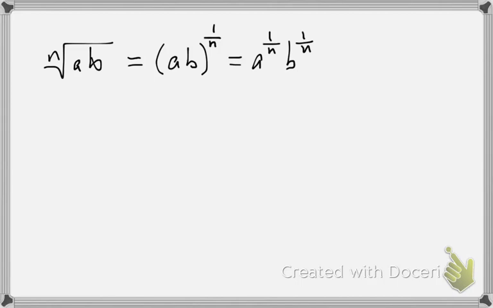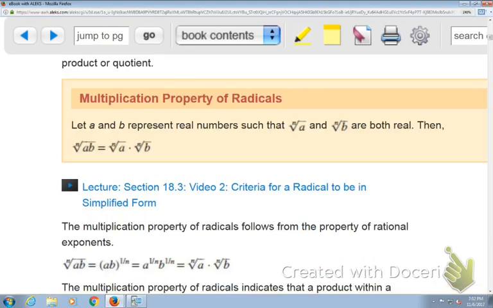But again, what does the 1 over nth power mean? It's the nth root. So this means nth root of a times nth root of b. So we've developed here a rule for radicals. We have a rule here for radicals that says if you have multiplication underneath a radical, you can break that radical up into each of the factors.